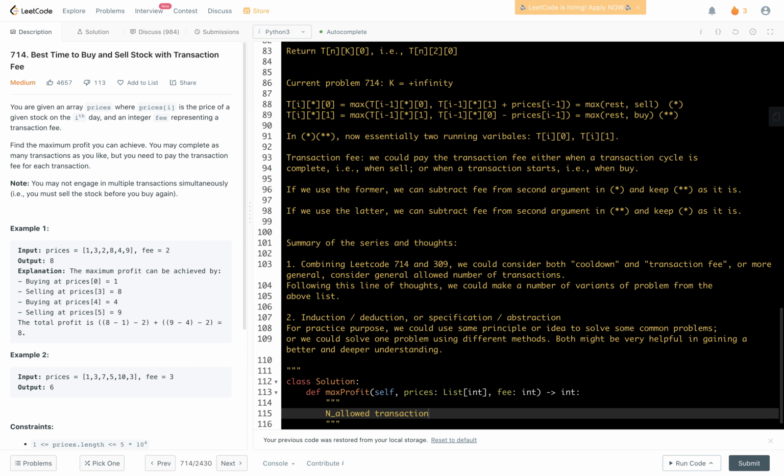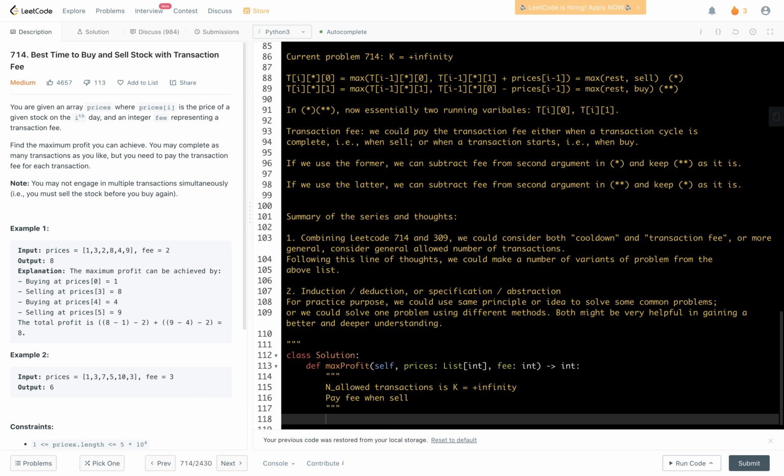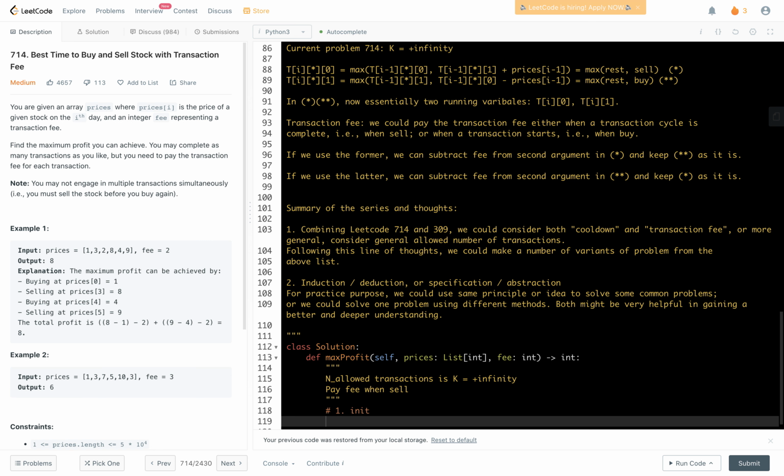So we are going to write two versions. Here, the number of allowed transactions is k equals positive infinity. The reason we make this annotation is to align with the general series of problems. And in this version, I'm going to pay the fee when we sell, when we complete the buy and sell cycle. So this is actually very easy now.